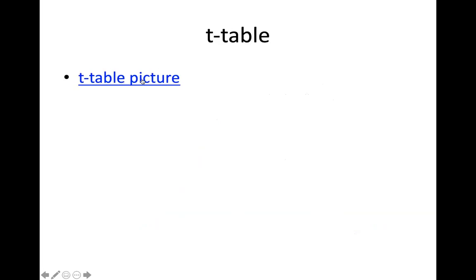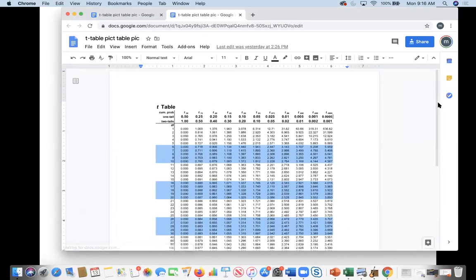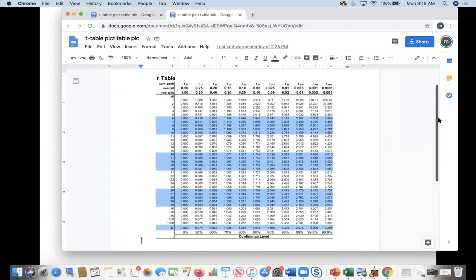Hopefully some of you are following along in the slides. The slides are updated on Blackboard. We're going to be using a new table in this chapter, and that's going to be the T table, which I've got shown right here. I've copied and pasted a T table into a Google Sheet, so we all should have access to this T table.